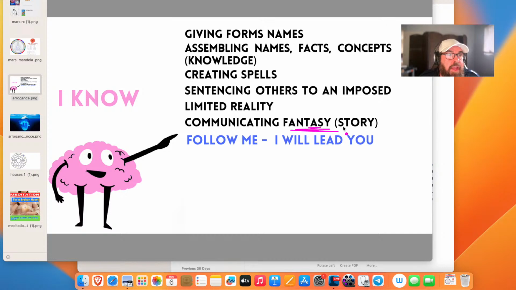I'm creating a fantasy. This is how the shadow leaders work. I can really manipulate my language and blah, blah, blah. And I'm going to communicate this story and this fantasy for good or bad. It could be a dystopian fantasy that could motivate people through fear. Or it could be this hope, right? And then it's the follow me and I will lead you.